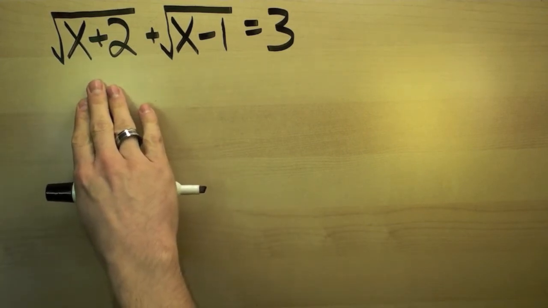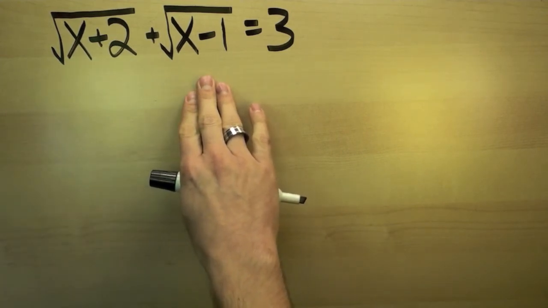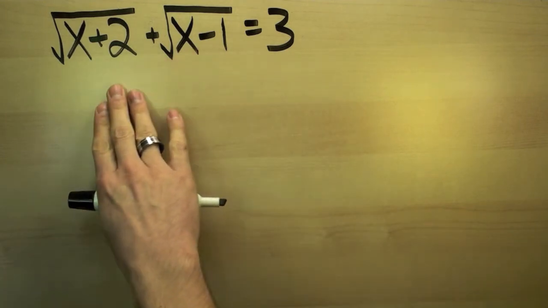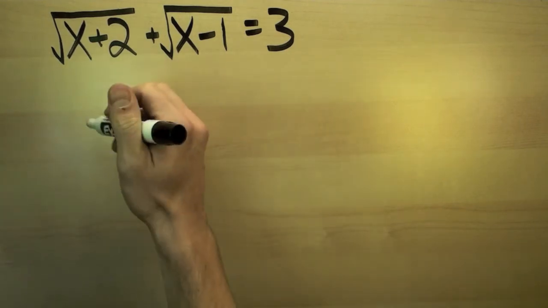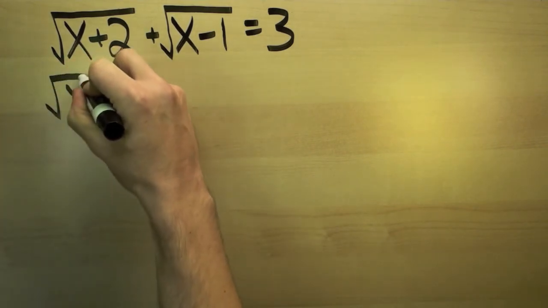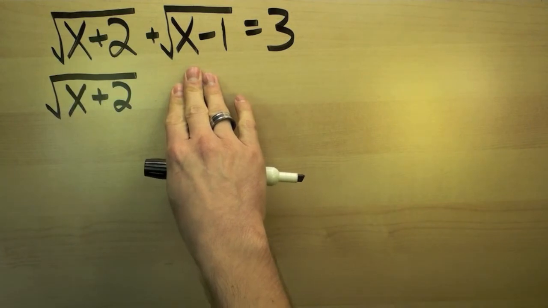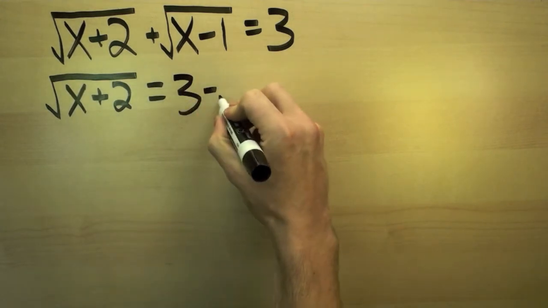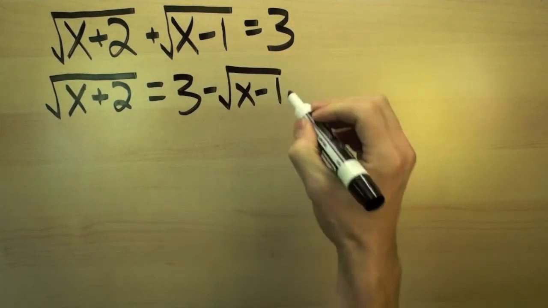Now let's consider the square root of x plus 2 plus the square root of x minus 1 equals 3. Well, we need to get one of these roots isolated by itself. So let's take the square root of x plus 2 and subtract the square root of x minus 1 from both sides, leaving us with 3 minus the square root of x minus 1.